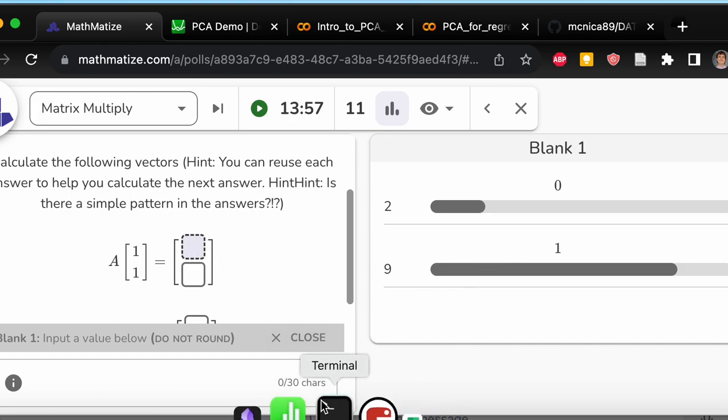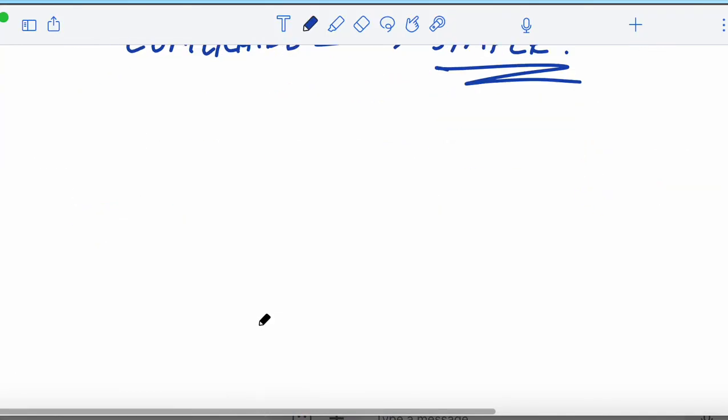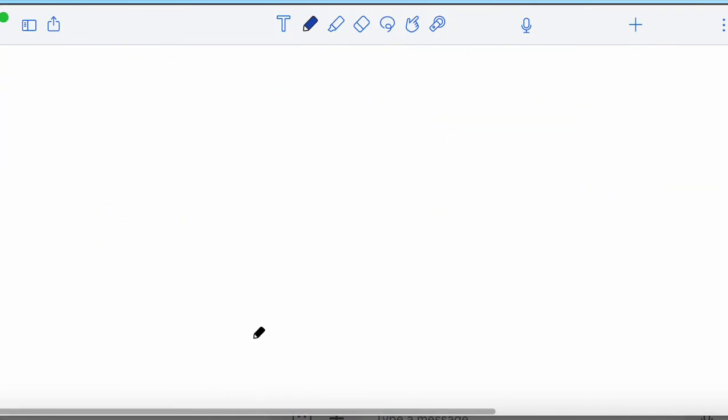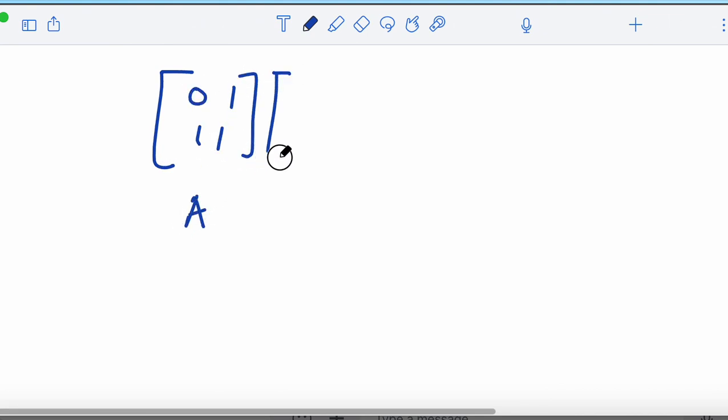So let's write it out and do it. This is the only way to do this problem, I guess. So we have the matrix 0, 1, 1, 1. That's A, and we're applying it to the vector 1, 1.